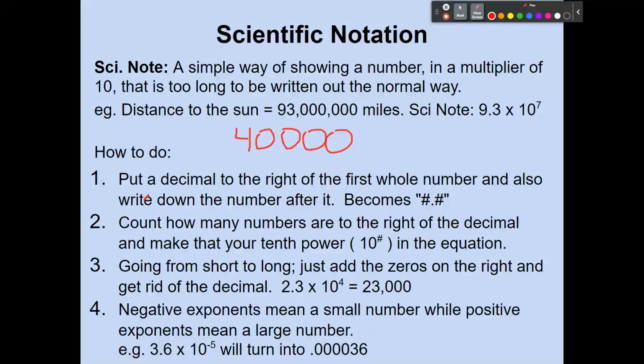On the number 40,000, a lot of times when you write numbers in math that are whole numbers, positive numbers, there's no decimal written in there. It's just implied that it would be on the far right side. So sometimes it can help to go ahead and put that in there on a positive number. That's what the first bullet point is saying: put a decimal to the right of the first whole number and write down the number after it. So this becomes number dot number.